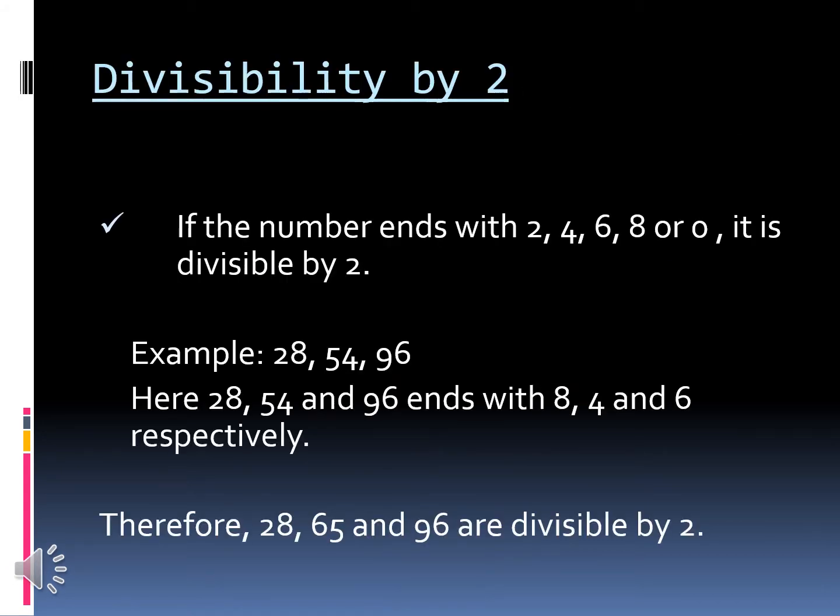Divisibility by 2. As you all know, if the number ends with 2, 4, 6, 8 or 0, then it is divisible by 2. It is a very easy rule, already studied in your lower classes as well. For example, 28, 54 and 96. In 28, the unit place is 8. In 54, the unit place is 4. And in 96, the unit place is 6. So they end with 8, 4 and 6 respectively. Therefore, all these three numbers are divisible by 2. So this is how you can check any number if it is divisible by 2 or not.